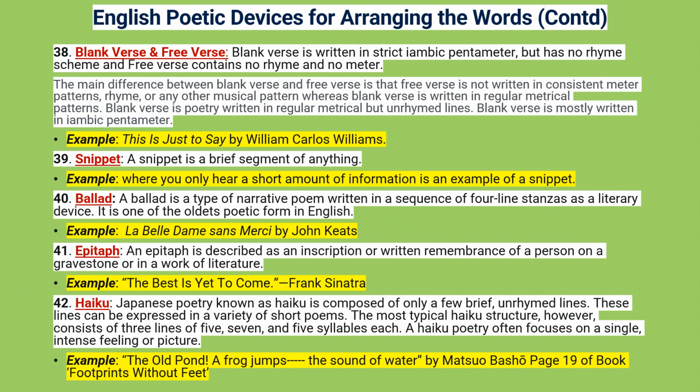Japanese poetry, known as haiku, is composed of only a few brief unrhymed lines. These lines can be expressed in a variety of short poems. The most typical haiku structure, however, consists of 3 lines of 5, 7, and 5 syllables each. A haiku often focuses on a single intense feeling or picture. The example is given on page 19 of the supplementary reader, that is Footprints Without Feet.